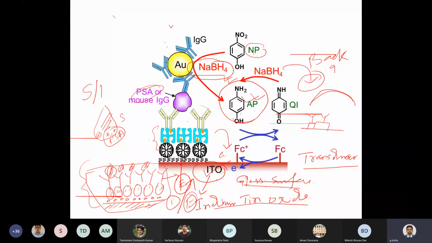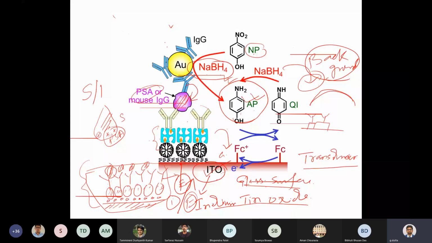And what is the signal? When you add your sample, if your sample contains your target like PSA, then you can add another antibody. That antibody should be very specific to the target, so that it will bind only this antigen or target. That antibody is called the secondary antibody.